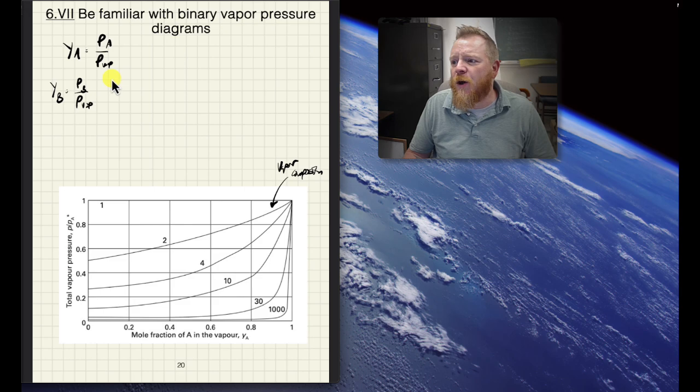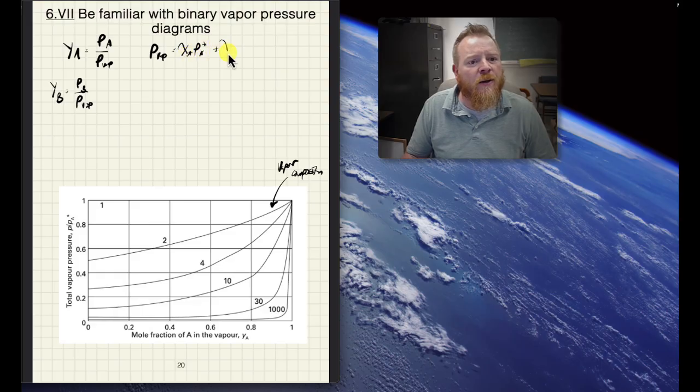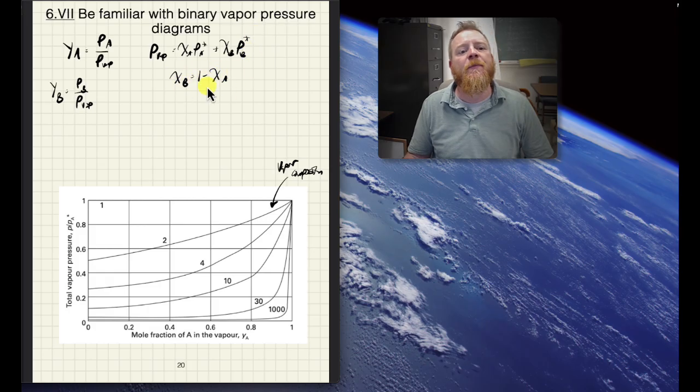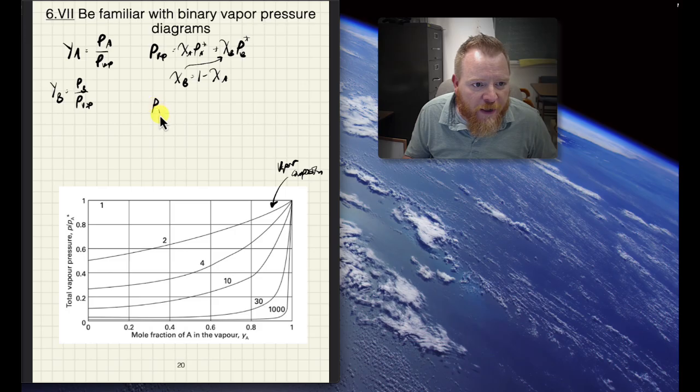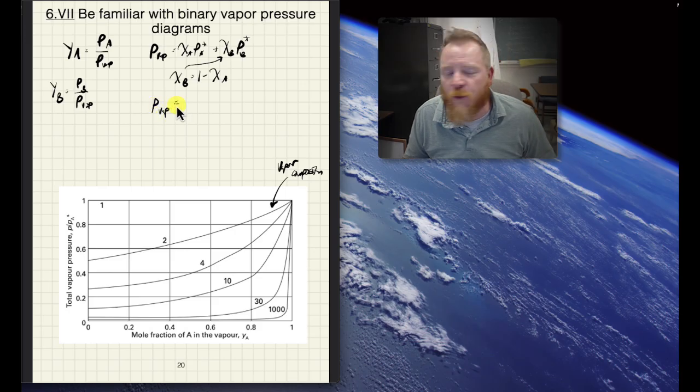So we also noted that P vap is going to equal chi A times PA star plus chi B times PB star. And noting that chi B will equal 1 minus chi A, we can plug that into this expression and just do some algebraic rearrangement. And I'll just do that for you right here.